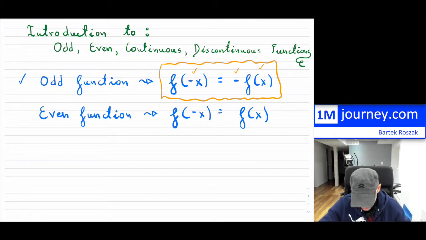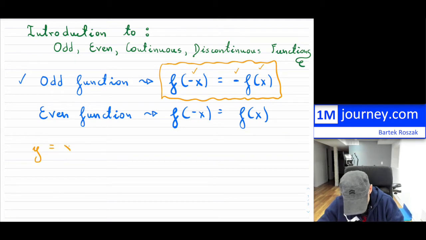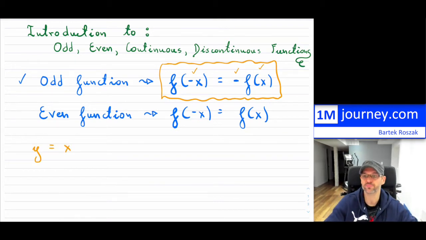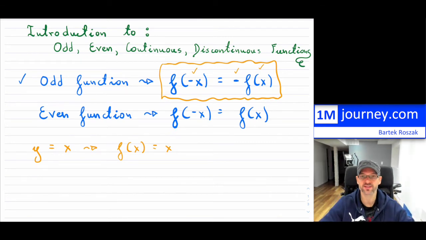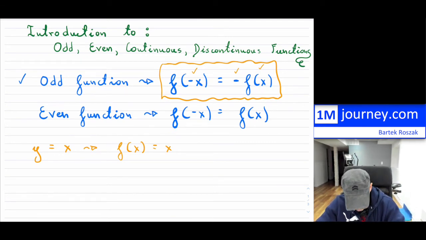Here's a very simple one. We are all very familiar with, let's say, y is equal to x, which looks like a line, right? It has a slope of 1 and goes through the origin. Now notice that if I rewrite this and call it a function, instead of y, I'm going to use f of x is equal to x. If I now substitute negative x in here, what I'm going to get is just negative x.